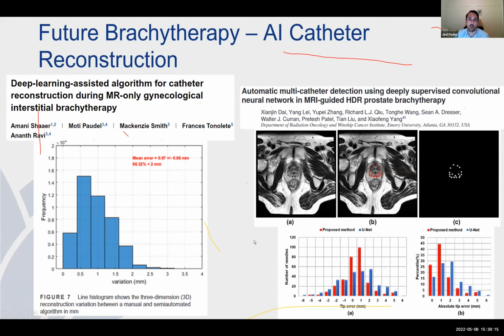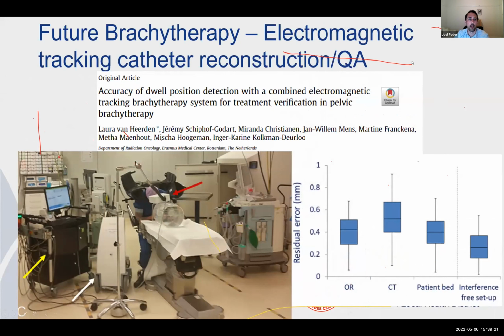We also have some other advances looking at the use of electromagnetic tracking in catheter reconstruction and QA. So there's a very nice study here out of a group from the Netherlands looking at the use of an electromagnetic tracking system for treatment verification in pelvic brachytherapy. So I'd like to identify a few things on the slide here. We have a phantom that's placed on the bed. We can see our remote brachytherapy arc, and it's connected to some catheters that are placed within the phantom.